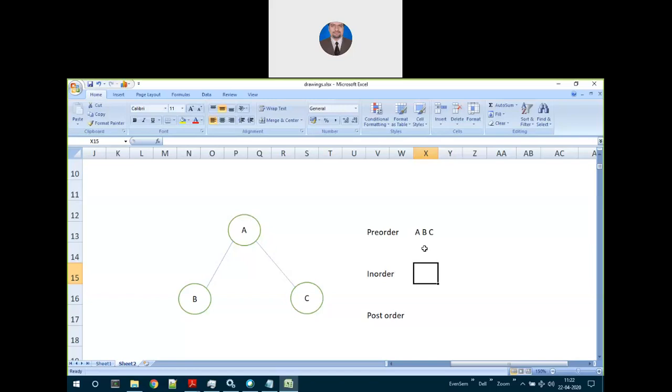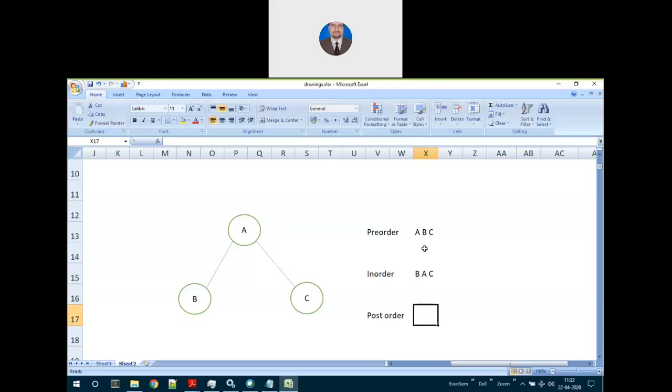How will it be if we are traversing through the in-order approach? In-order means between. I have to visit the root or the parent in between the left and the right child. So first it will be B, the left child, I have to visit. Then I have to visit the parent, the root here, that is A, and then the right child, that is C. So it will be B, A, C is the traversal.